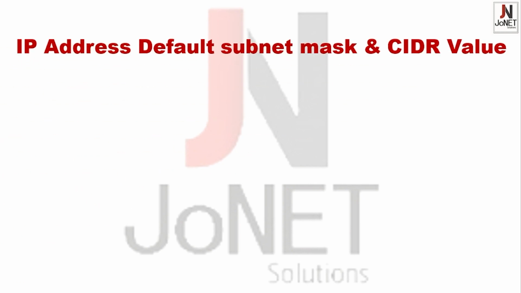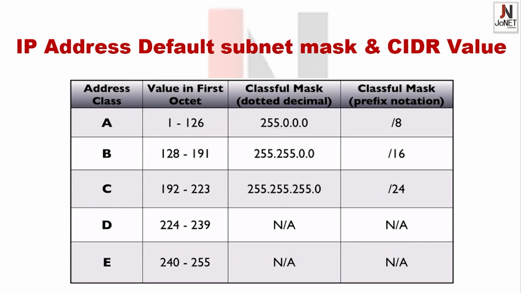So IP address, default subnet mask and CIDR value. Sometimes they call it prefix notation, sometimes slash notation. This slash notation or prefix notation is what is represented in our routers, firewalls, switches, L3 switches. In the router we cannot use the 255.0.0.0 format, because this dotted decimal notation is used on the client side, in Windows systems. But in our routers and firewalls we use only the slash notation. Okay.